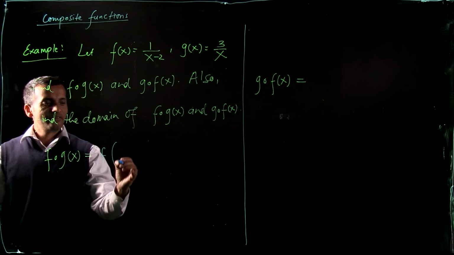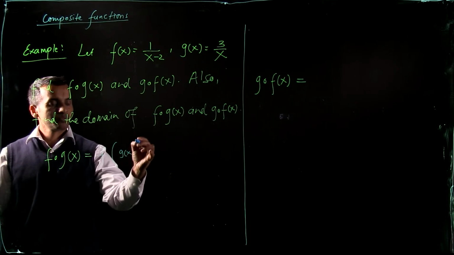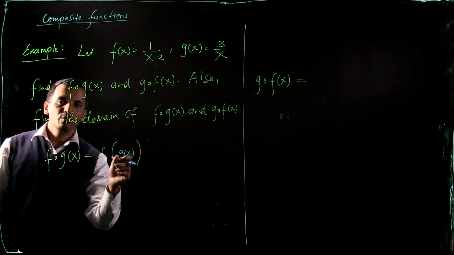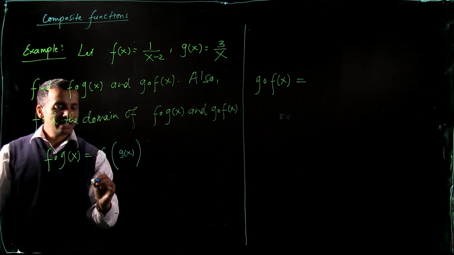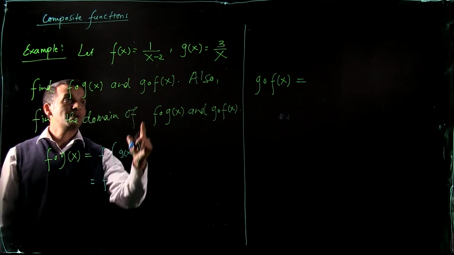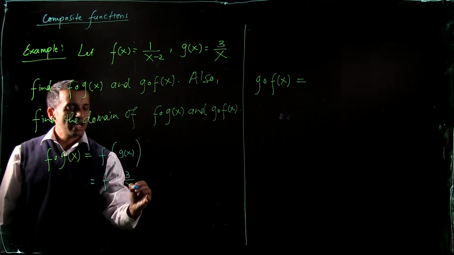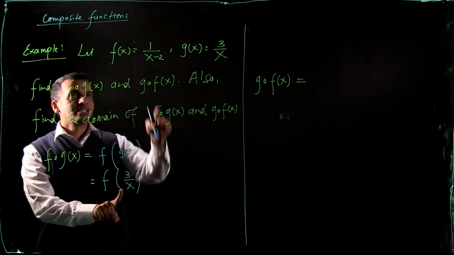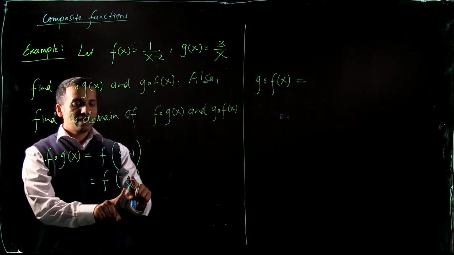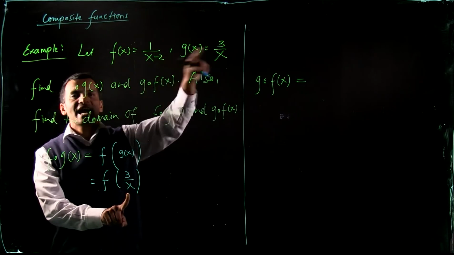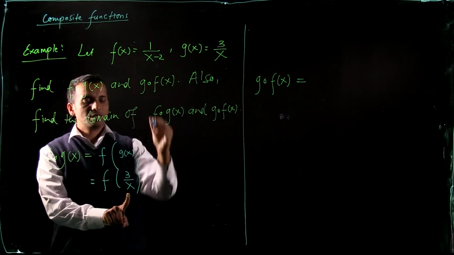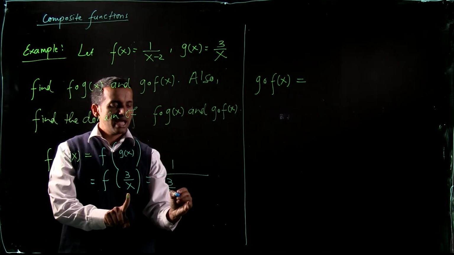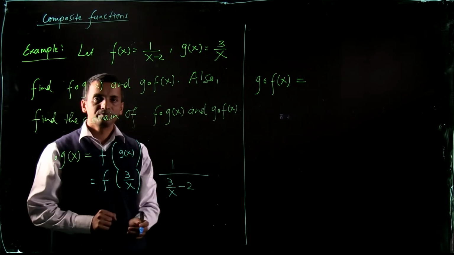f o g (x), how do you find that? So you write f and then g(x), right? So basically the input is g(x) there. So how do you find that? You replace g(x) by its value 3 over x. So f at 3 over x. So instead of x, we have 3 over x. All the x on the right hand side of f(x) should be replaced by 3 over x. So it will be 1 over (3 over x minus 2).